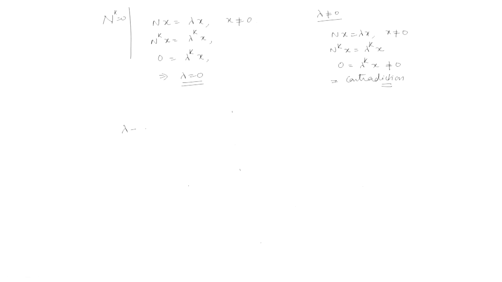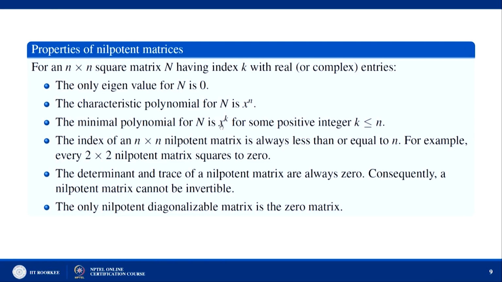The next is the characteristic polynomial for n is x raised to power n. Since all the eigenvalues of n are 0, the characteristic polynomial of n will be lambda minus 0 raised to power n, because 0 is the only eigenvalue of n. So that is why it is x raised to power n. Now, the minimal polynomial of n is of course x raised to power k, where k is less than or equal to n, because the minimal polynomial is the lowest degree polynomial which is satisfied by n.